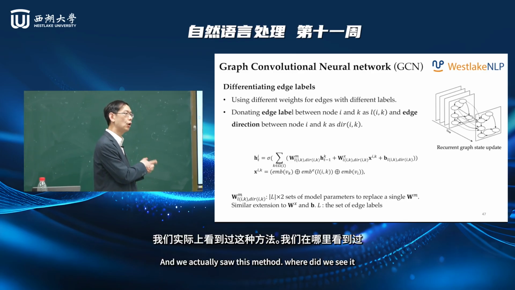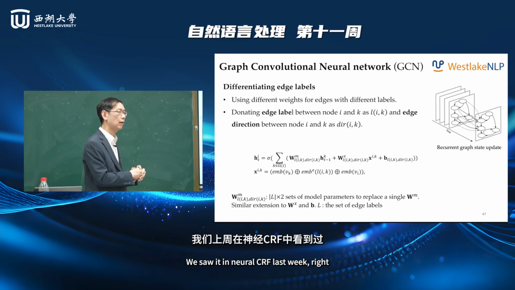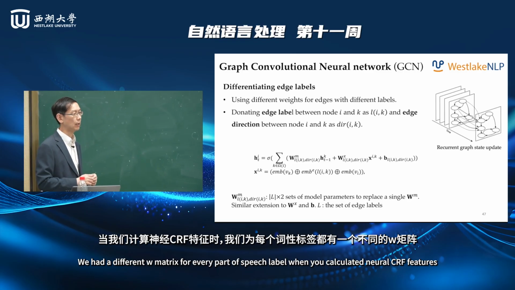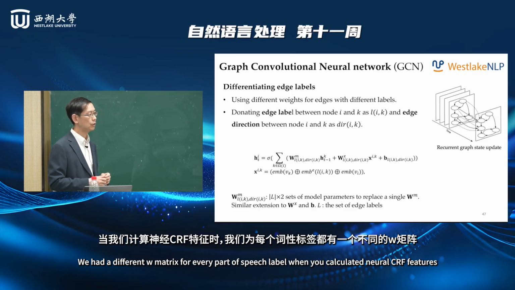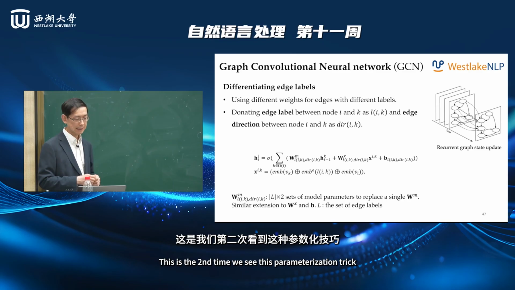And we actually saw this method. Where did we see it? We saw it in Neural CRF last week, right? We had a different W matrix for every part of speech label when you calculated Neural CRF features. And this time, this is the second time we see this parameterization trick, okay?